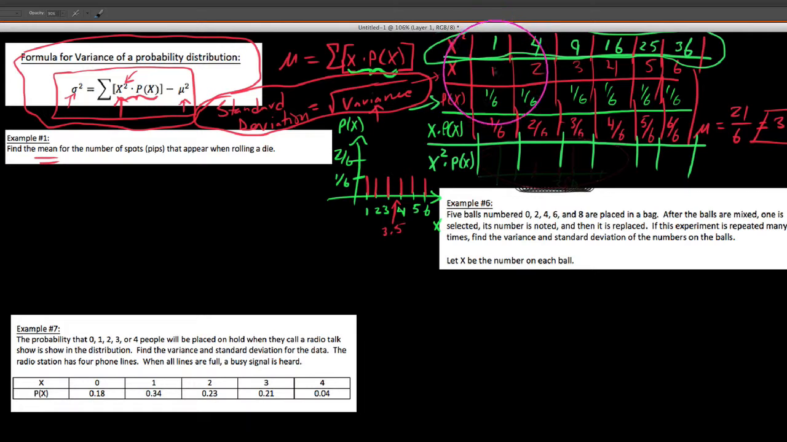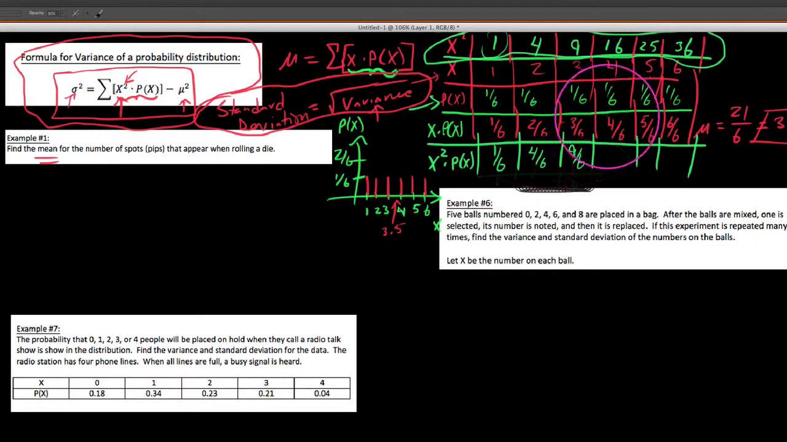So instead of taking, say, 1 times a 6 to get a 6, we're going to take this squared one up here, 1 times our 6th, and get, well, a 6. But when we take now 2 squared times a 6, in other words, x squared times the probability, would be 4 times 1/6. We actually get 4/6. And we get 9 times 1/6 is 9/6. So we'll proceed to do this again.